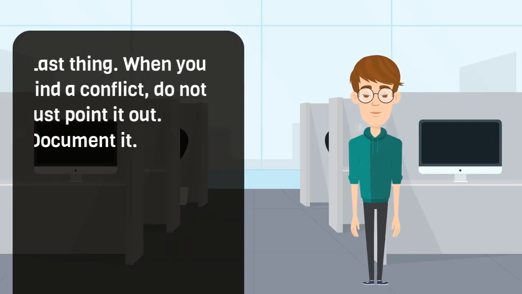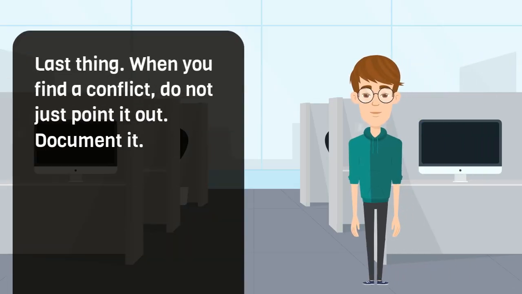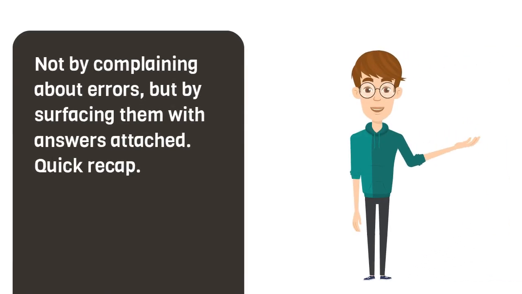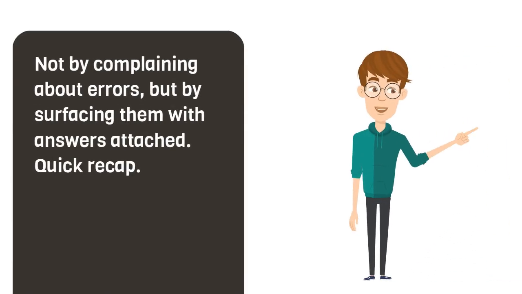Last thing, when you find a conflict, do not just point it out. Document it. Take a picture, mark the page, and bring it to your project manager with a proposed solution. That is how field guys turn into coordinators. Not by complaining about errors, but by surfacing them with answers attached.